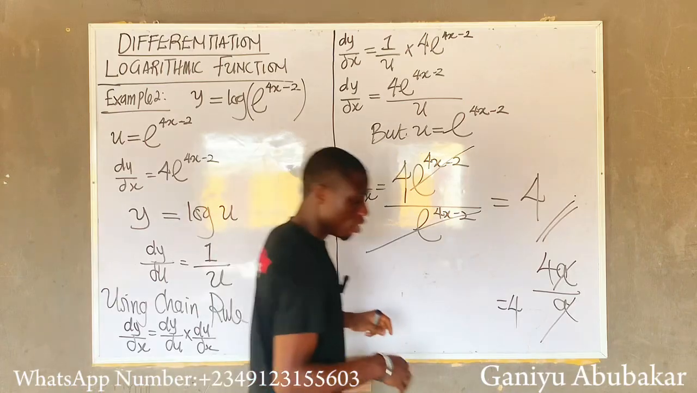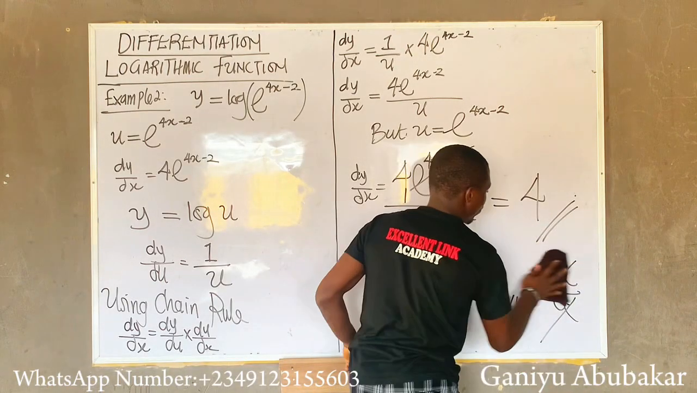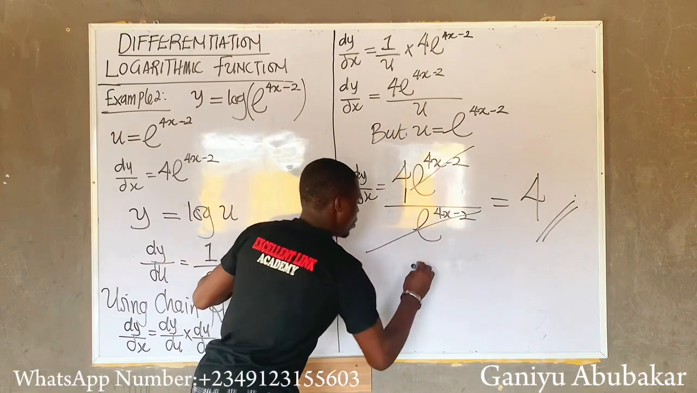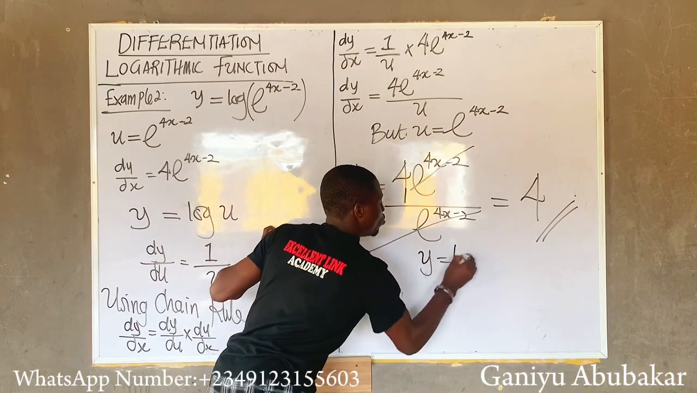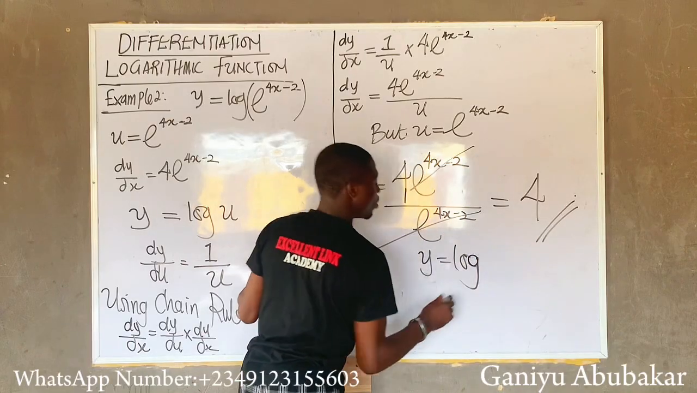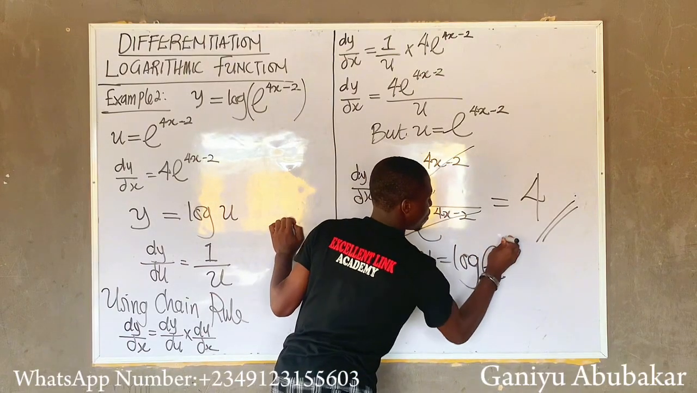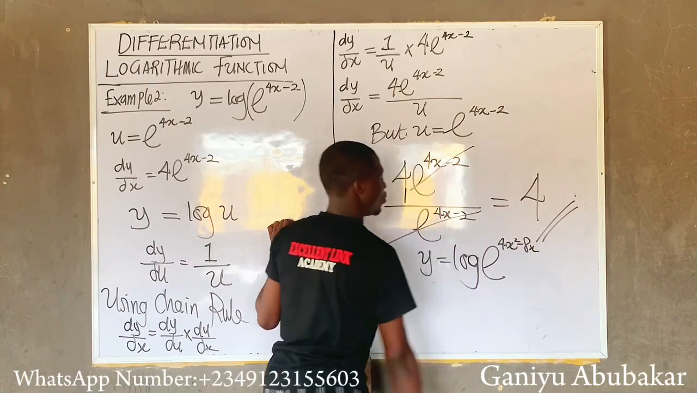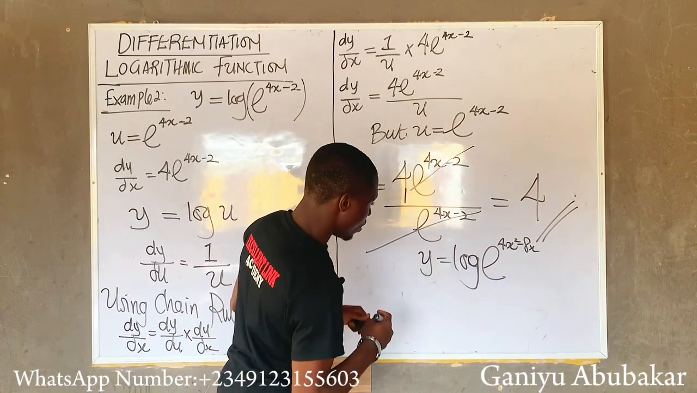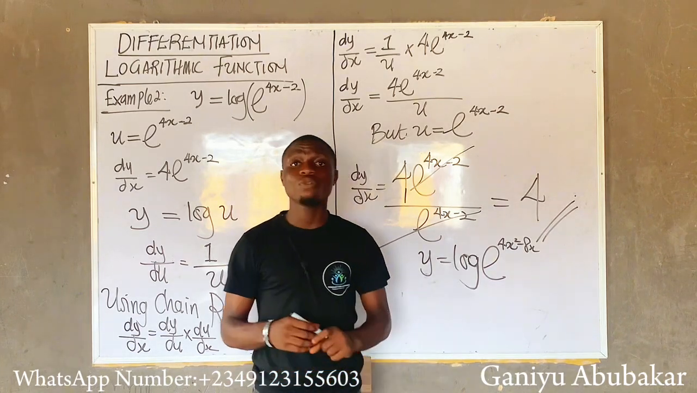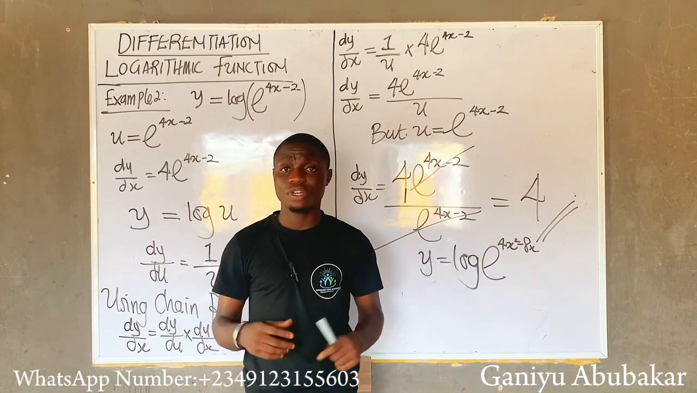All right, you try doing this and leave your answer in the comments. Try this for me. y is equal to log exponential 4x squared minus 8x. Leave your answer in the comment section, and I'll reply to let you know if you're wrong or correct.